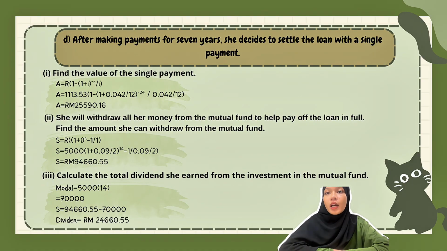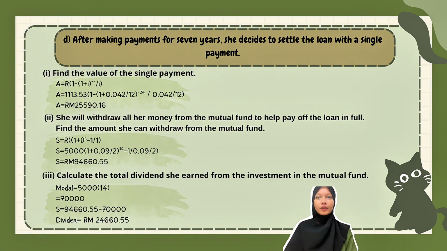Substituting the values into the formula, A equals 1,113.53 ringgit times (1 minus (1 plus 0.042 divided by 12) to the power of negative 24) divided by (0.042 divided by 12). So we obtain A equals 24,519.16 ringgit.